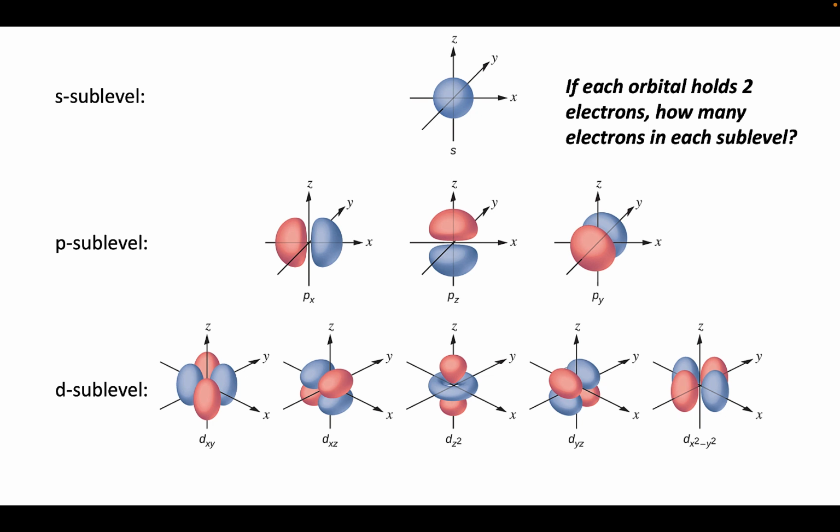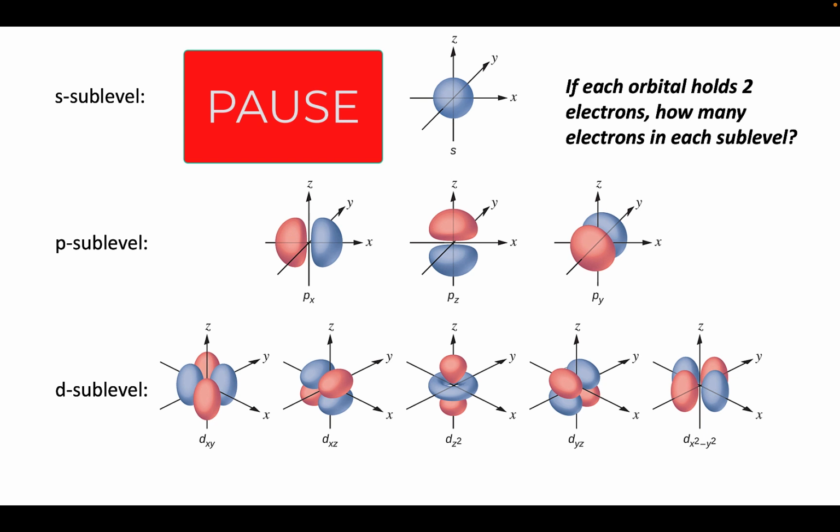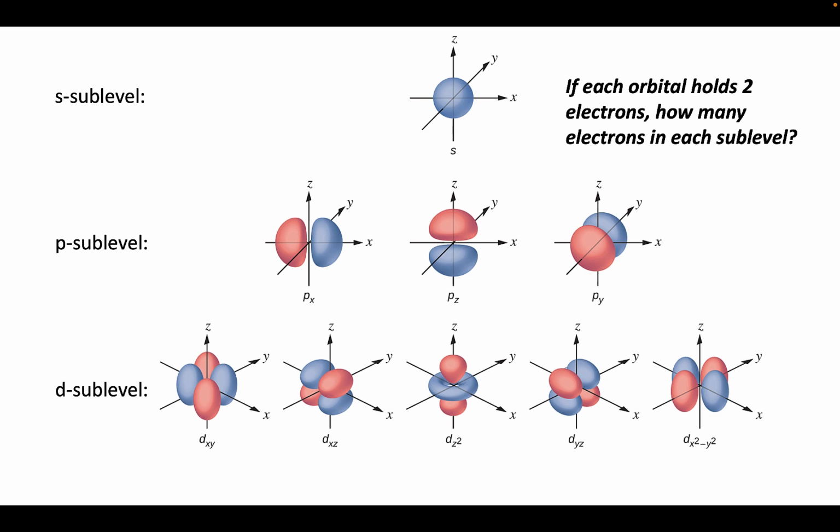And so my question for you is, if each orbital can hold 2 electrons, and they do, how many electrons are going to fit within each of these sublevels? Go ahead and pause the video here and see what you think. Remember that there is 1 orbital for s, 3 orbitals for p, and 5 orbitals for d. How many spots for electrons, therefore, can fit in each of these sublevels? Go ahead and pause the video and see if you can come up with an answer. All right, let's take a look.